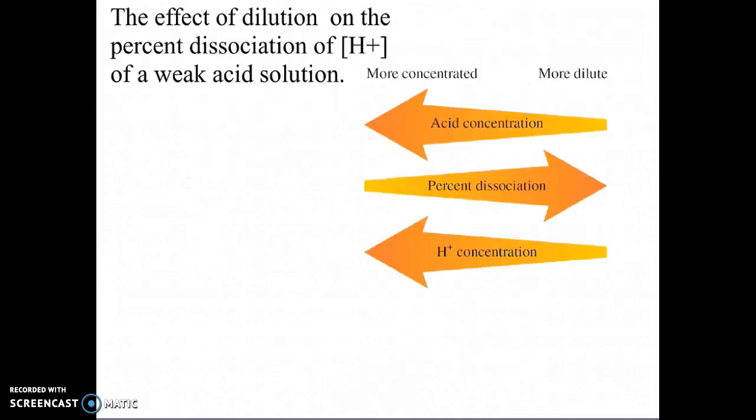Just in summary, the effect of dilution on the percent dissociation of a weak acid solution. This is a nice little graphic showing that as you dilute your weak acid, the percent dissociation will definitely increase, as just proven by those two example problems.